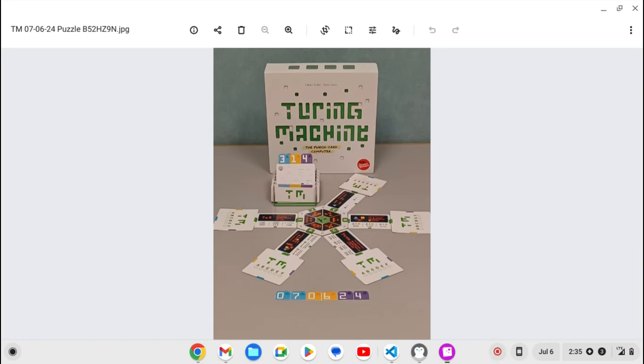Let's begin. Today is July 6th, 2024, and we're solving the Daily Turing Machine Puzzle. Today's puzzle uses 5 criteria cards, and it's 5 verification cards. Let's go to turingmachine.info for the details.